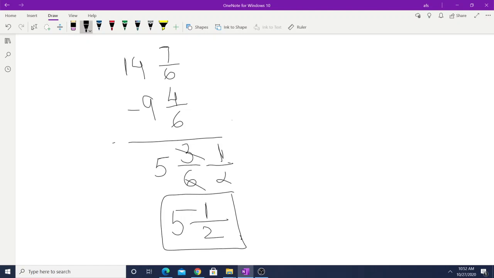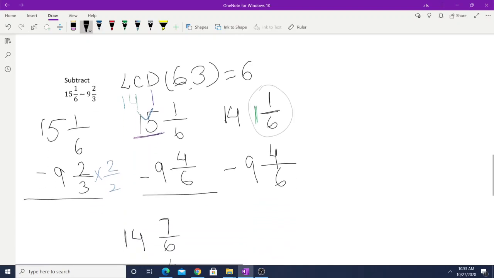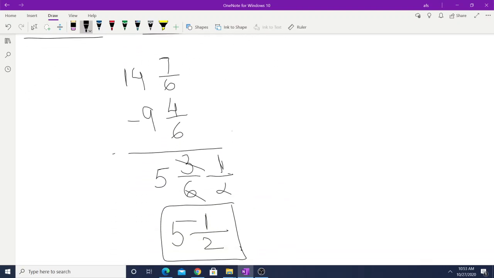So that's what we end up with when we started off working with something that was a 15 1/6, which was a tad bit bigger than 15, and subtracting a 9 2/3, which was much closer to 10. So we're ending up with something in the vicinity of 5, but a little bit more, and to be exact it is 5 1/2.